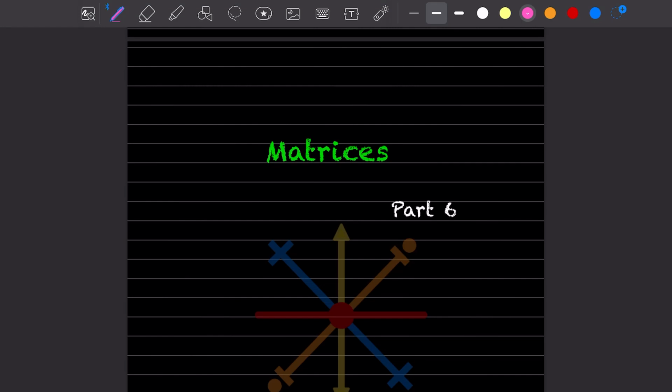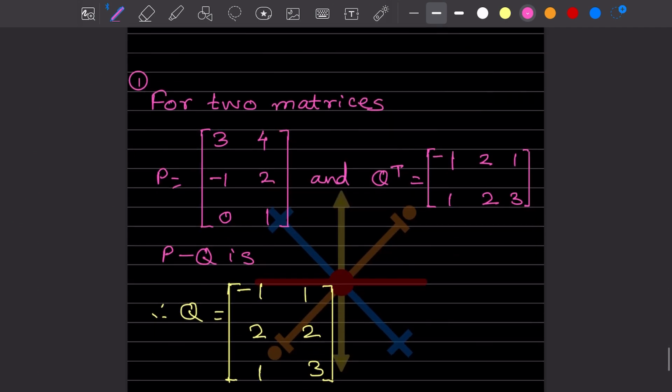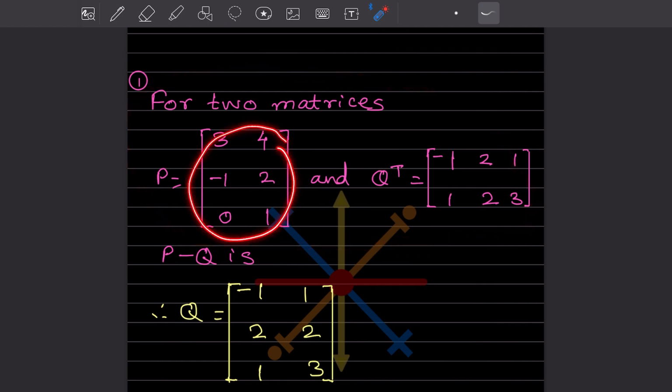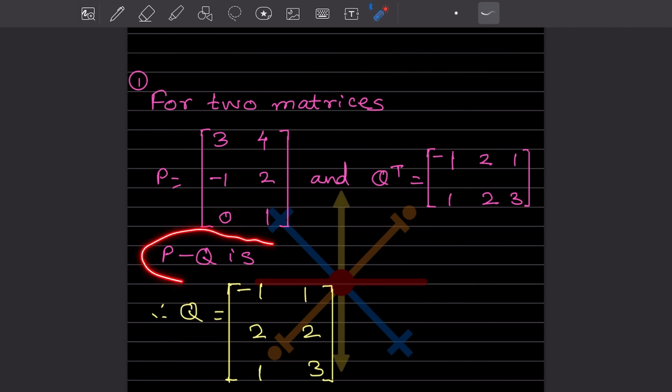So today we are going to see part 6 of the matrices. Here it's given for two matrices. This is P and this is Q transpose. We have to find P minus Q.